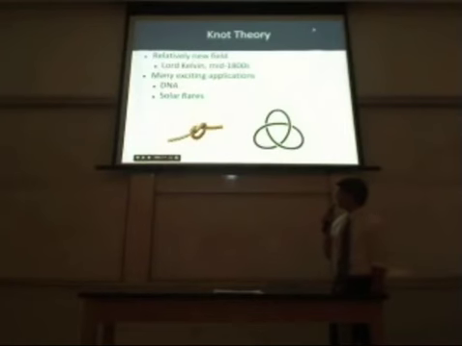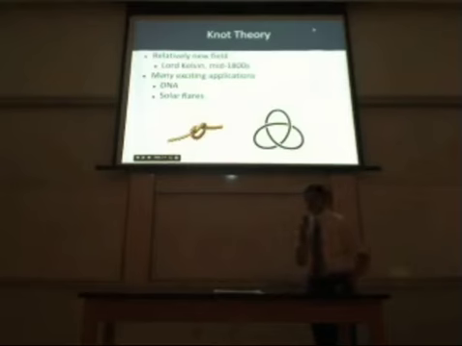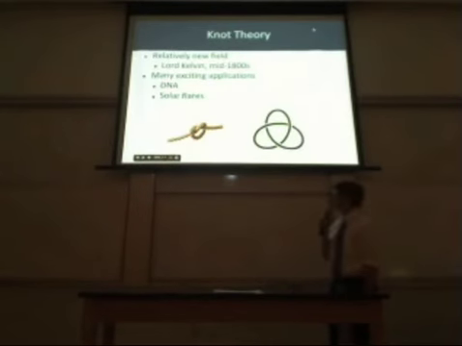I need to tell you the difference between what you would consider a knot and what a mathematician considers a knot. The one up there on the left, you would call a knot, but it's not a knot according to mathematicians because it's not a closed loop. If you were to attach the two ends of that knot together, then you would have a knot as mathematicians consider it. The one on the right is a knot according to mathematicians.